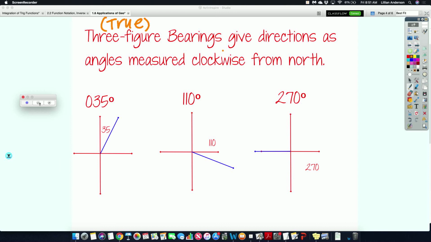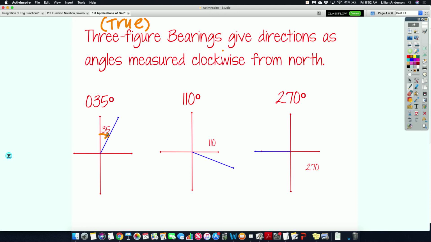And so this is what you may see. You may see 0, 35 degrees, 110 degrees, 270 degrees. So that means, again, from the north direction, going in the clockwise fashion, that is how you're creating those angles. No matter what, it's always clockwise, it's always from the north direction. If it's anything that's less than 100 degrees, there will be a 0 in front of it because it is three-figure bearings, so you need a number in every single place.